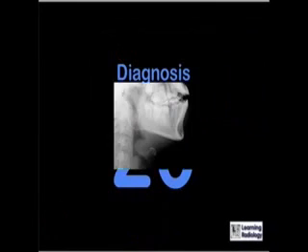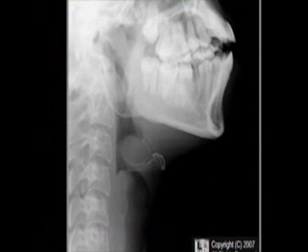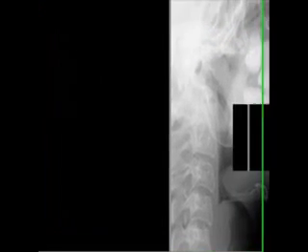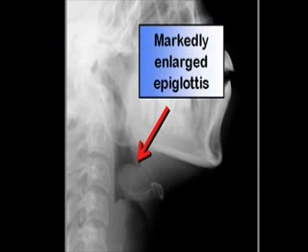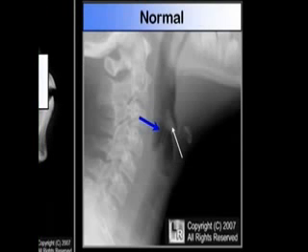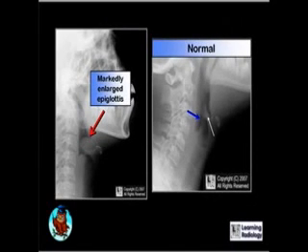Why does this 7-year-old have respiratory distress and drooling? The epiglottis is markedly enlarged. The thumb sign is that the epiglottis should not be as large as your thumb. Normally, the epiglottis is a thin structure shown by the white arrow. The blue arrow is pointing to the aryepiglottic folds, which are also thin structures which connect the arytenoid cartilage with the epiglottis. Both the epiglottis and the aryepiglottic folds become enlarged in epiglottitis. Epiglottitis is a medical emergency and may require the insertion of a tracheostomy tube.